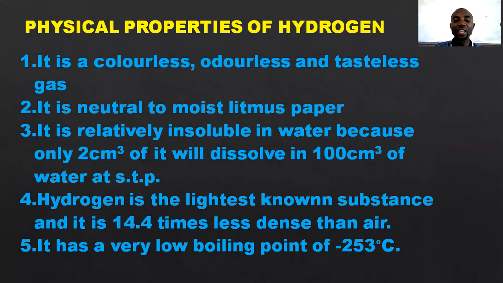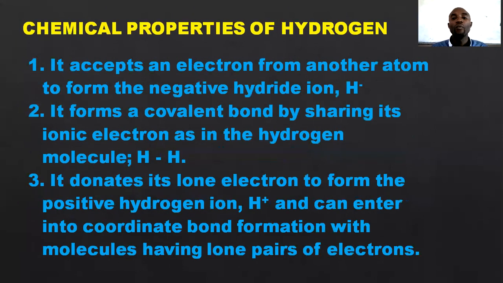Number 4, hydrogen is the lightest known substance and is 14.4 times less dense than air. Again, it has a very low boiling point of -253 degrees Celsius. So it has a very low melting point, is the lightest known substance, is insoluble in water and neutral to litmus. It has some chemical behavior, which are called chemical properties.